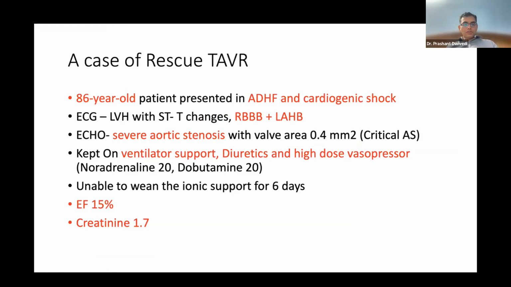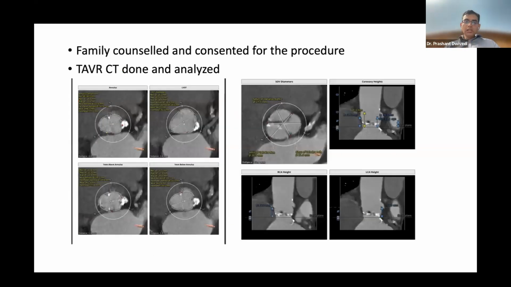So I'm going to show you one case of rescue TAVR. This was an 86-year-old patient presenting with acute decompensated heart failure and cardiogenic shock. ECG showed right bundle branch block and LAHB. Echo showed severe aortic stenosis with a valve area of 0.4. The patient was kept on ventilator support, diuretics, and high-dose vasopressors, noradrenaline, dobutamine, everything. But the patient could not be weaned off inotropic support for the last 6 days. The EF was only 15% and creatinine was 1.7. So this patient was not going to survive without valve replacement.